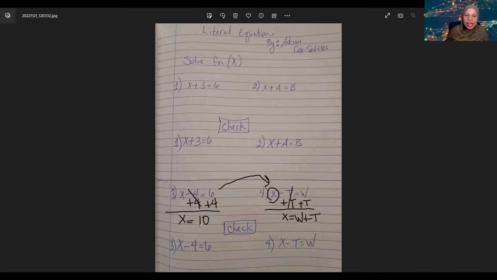Now, over here, x equals 10. You take that, you plug in 10 where the x is. So 10 minus 4 equals 6. 6 is equal to 6. And bam, there you have it.